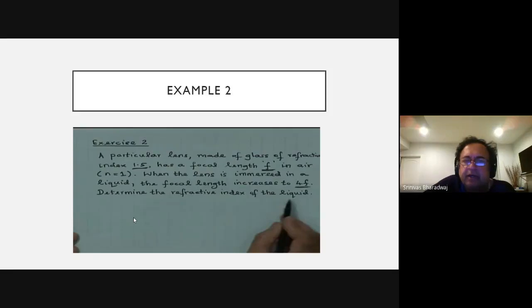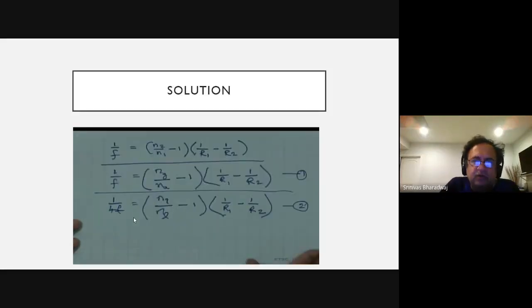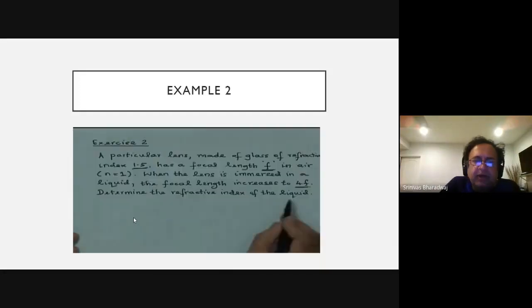Okay, a particular lens made of glass of refractive index 1.5 has a focal length f in air. Now when the lens is immersed in a liquid, the focal length increases to 4f. Determine the refractive index of the liquid. So now you must use the original formula. 1 by f equals n2 by n1 minus 1 times 1 by r1 minus 1 by r2.